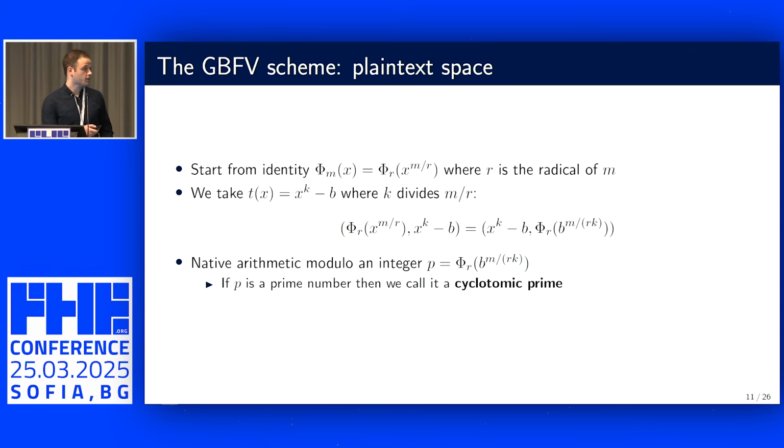If we do that, you can see that we get native arithmetic modulo this integer here, which we again call p. And if p is a prime number, we will call it a cyclotomic prime, since it is obtained by evaluating this m-th cyclotomic polynomial in an integer. I want to emphasize here that p is not necessarily a prime. It can also be a composite number. But for the rest of this presentation, we will assume that p is prime.